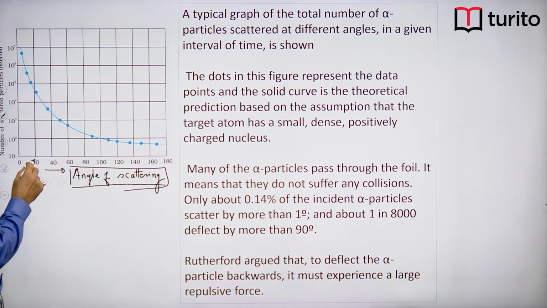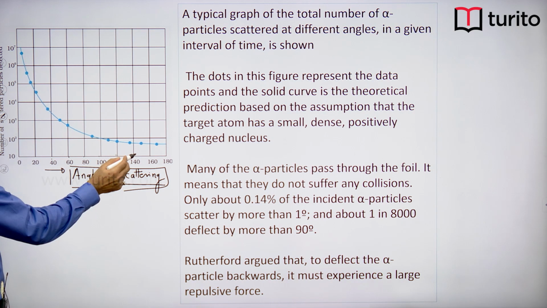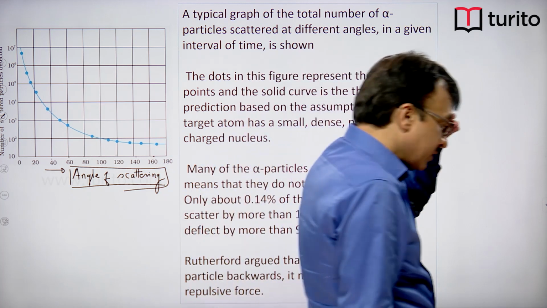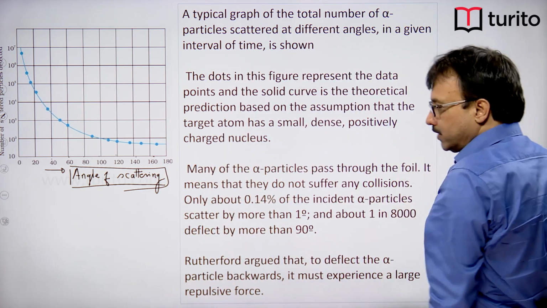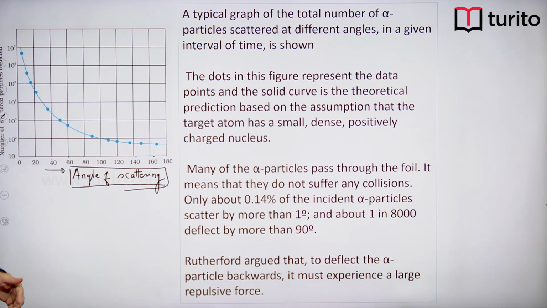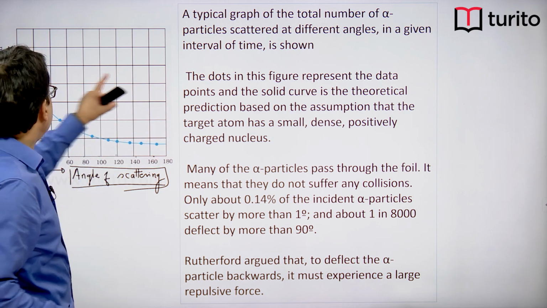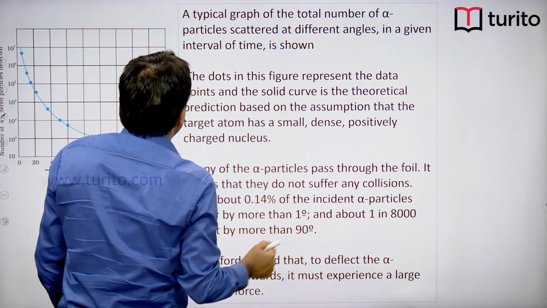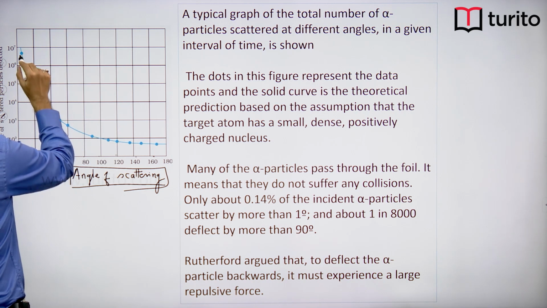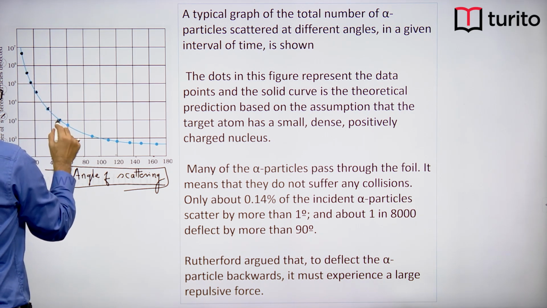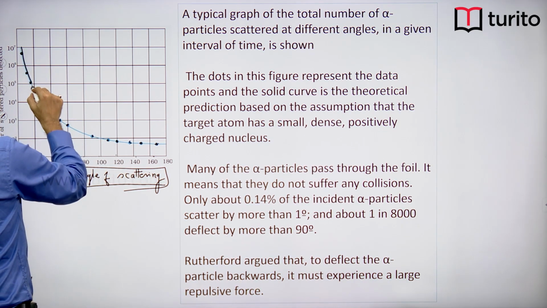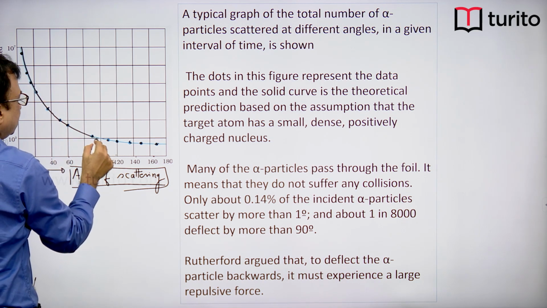So, 0 angle, 20 degree, 40 degree, 60, 80, 100, 120, 140, 160 and 180 degree. On the x-axis we have taken the angle of scattering, and on the y-axis we have taken the number of alpha particles which have scattered at a particular angle. The dots in this figure represent the data points. These dots are the actual data collected after the experiment, and these various dots were joined by a smooth curve, by a line, and we get a smooth curve.